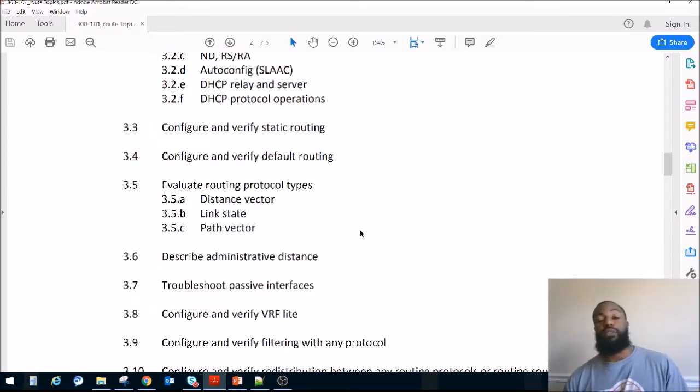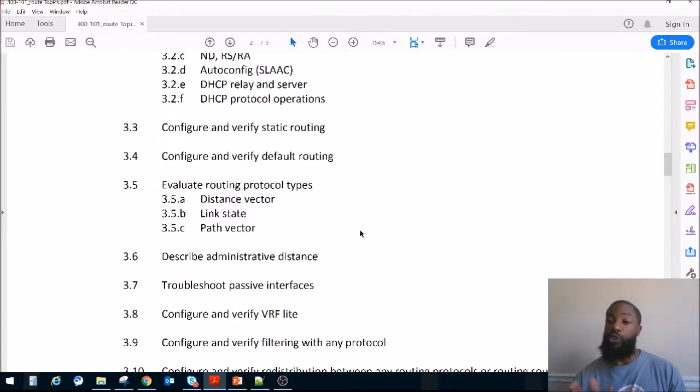So link state, as we discussed, there are three routing protocol types: distance vector, link state, and path vector, right? Distance vector basically uses hop counts to figure out which way to go as far as routing packets or forwarding packets. Link state routing protocols determine the path to go by using an algorithm called the SPF algorithm. We'll go further into that as we move on to the slides, right?